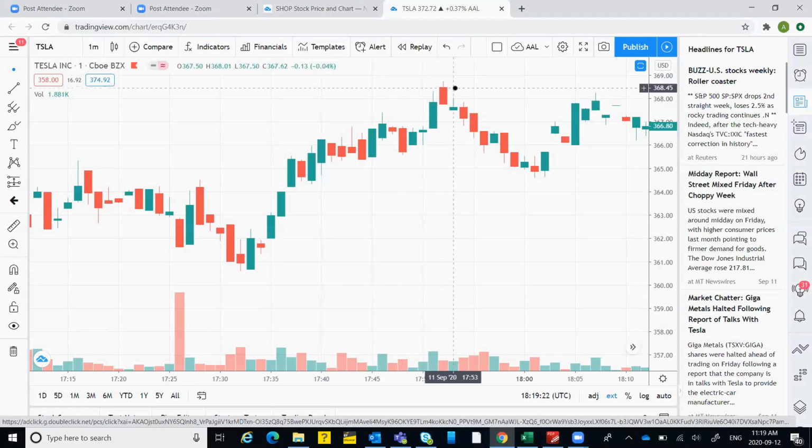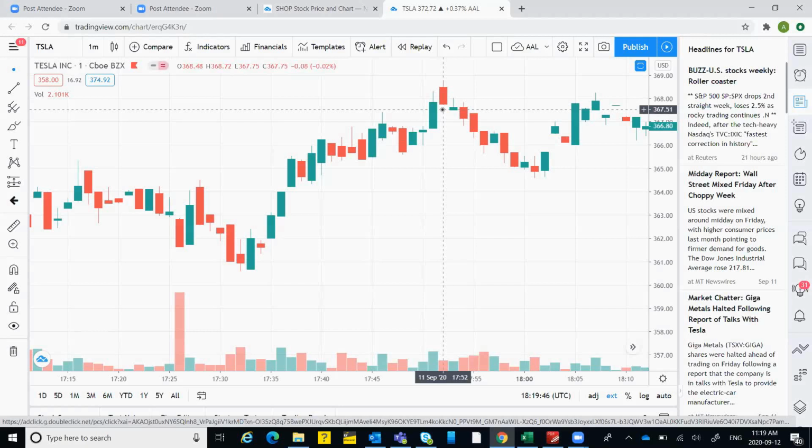The lowest of this candle, not even this, at this 367. So 362 to 368. And how many minutes? 1, 2, 3, 4, 5, 6, 7, 8, 9. 20 minutes. In 20 minutes you have $5 inside if you're working on a 1 minute candle.